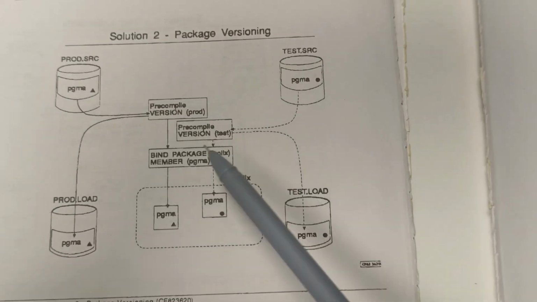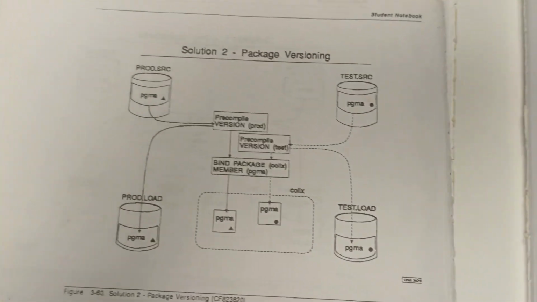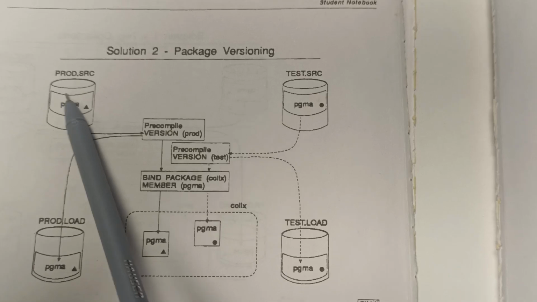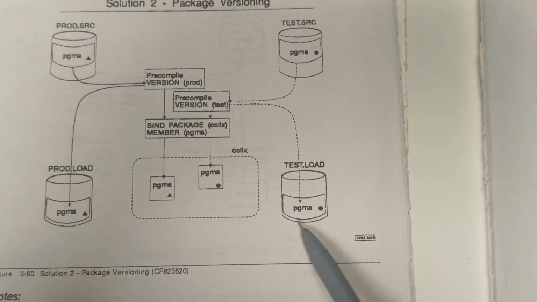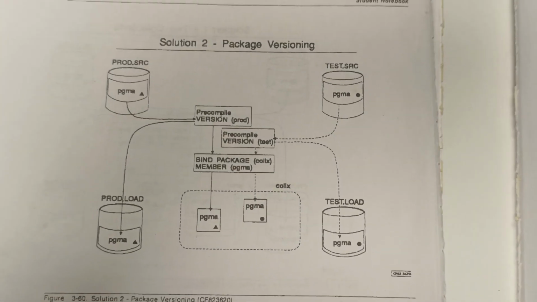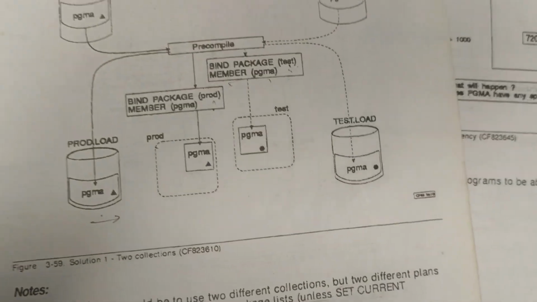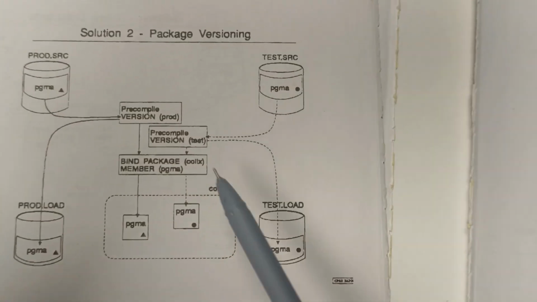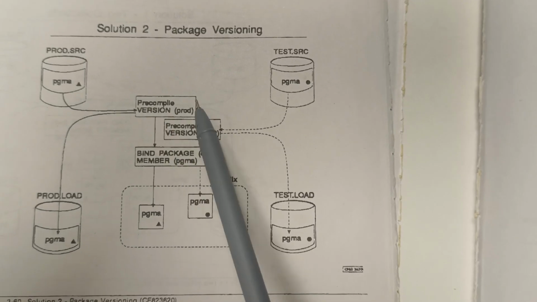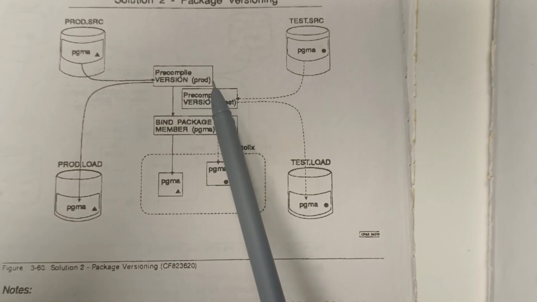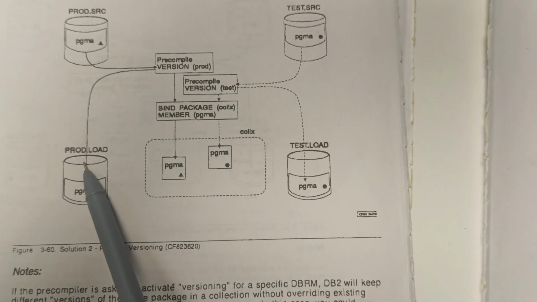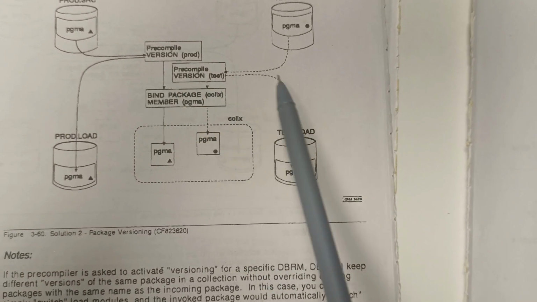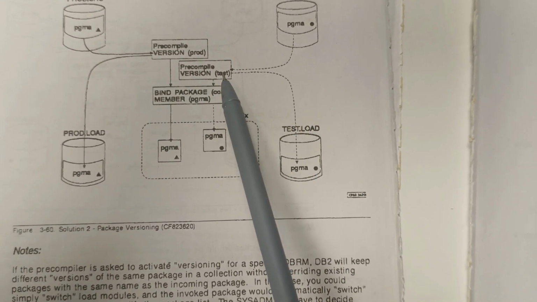Similarly, for the previous one we can also use a version. See, this is the production one and this is the test region one. We have seen previously the bind package and a member name here. We can use this alternative also. In the pre-compilation, whatever version number you are using, for prod I am using prod.load module, and for the test region I am using test region pre-compile.